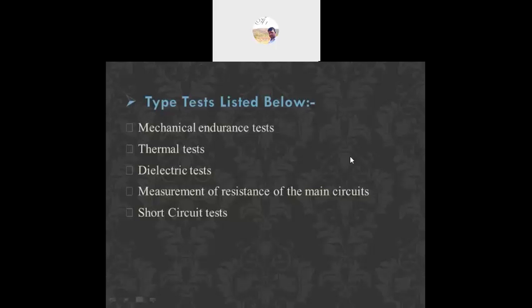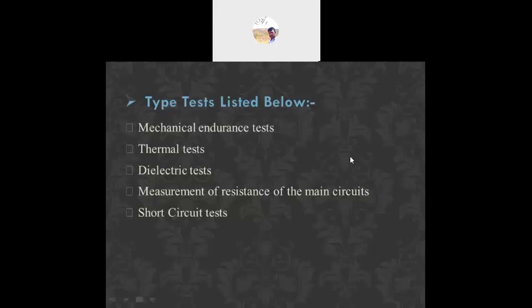So if the current increases, what will happen? The line, the bus bar, will heat up. Due to the heat, the thermal effect will cause more amount of losses. So we have to check whether it is capable of withstanding that much heat or not.